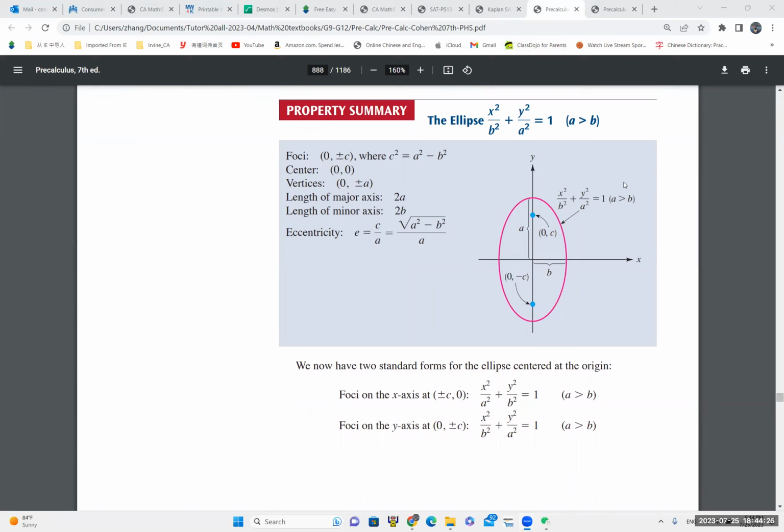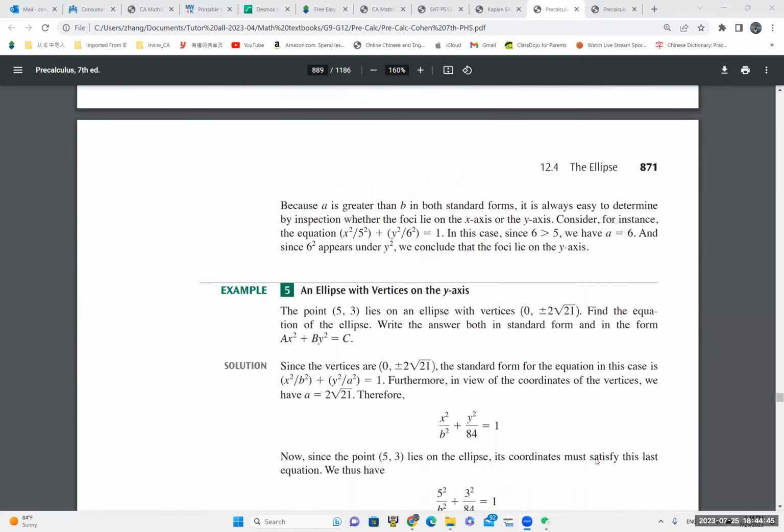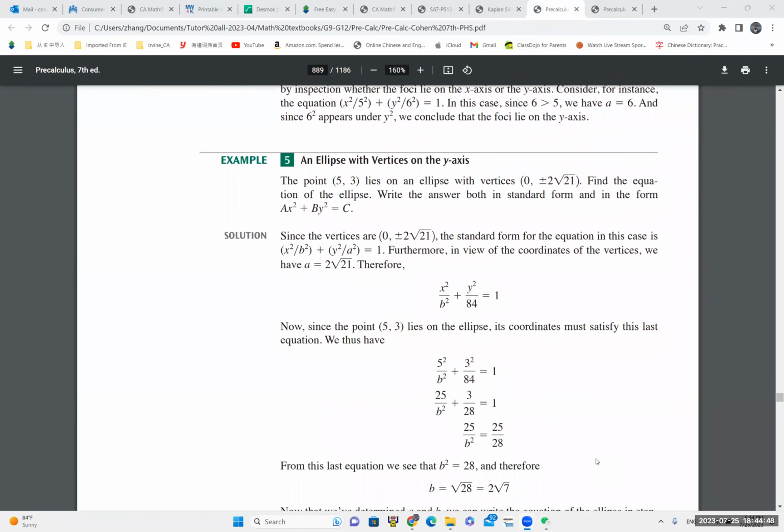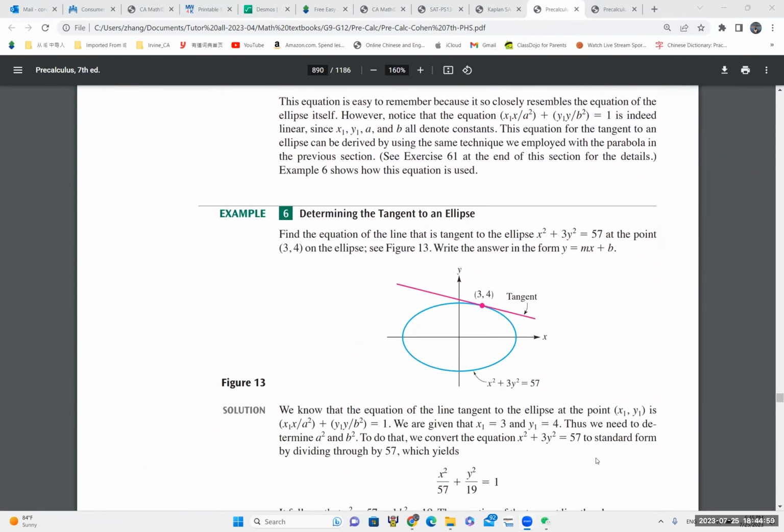Here is a property summary. This time A is greater than B, right? A corresponds to Y, so this is a standing ellipse, right? So what does this mean? Find the equation of the line tangent to the ellipse.